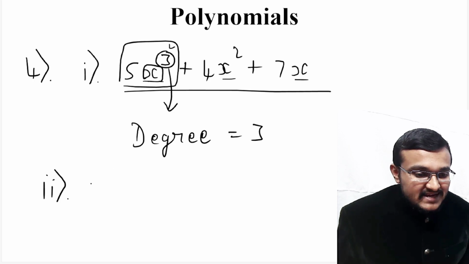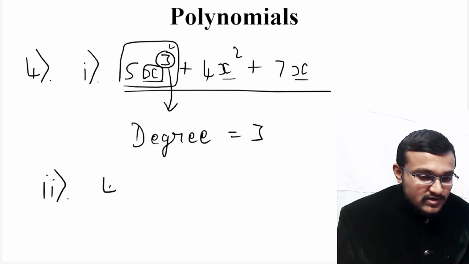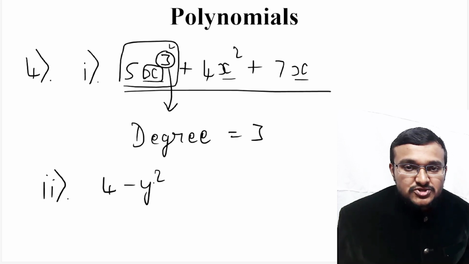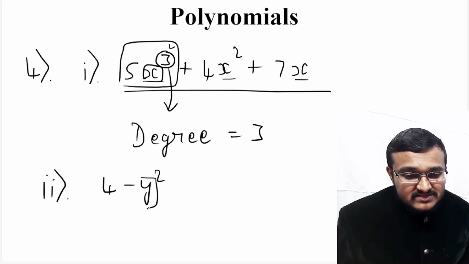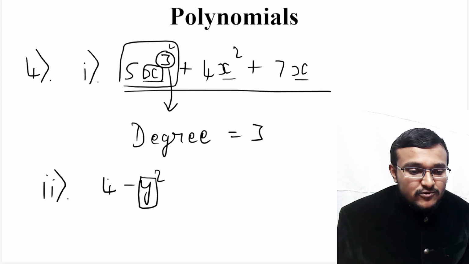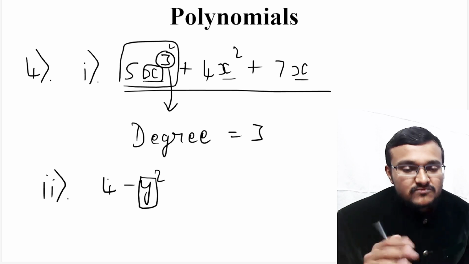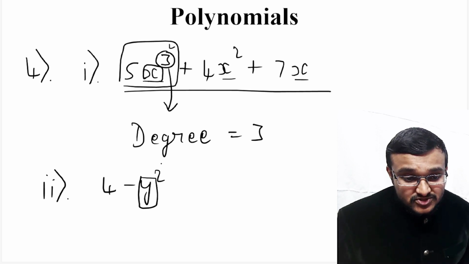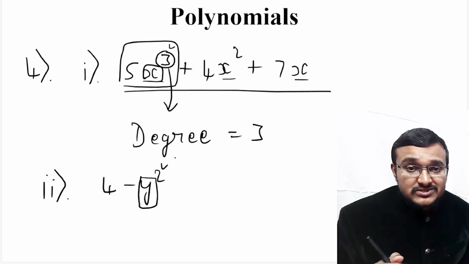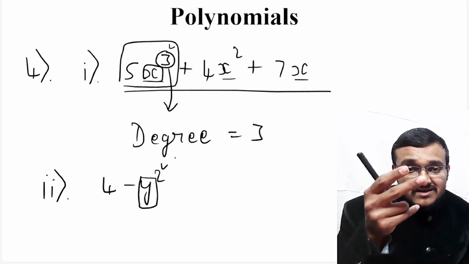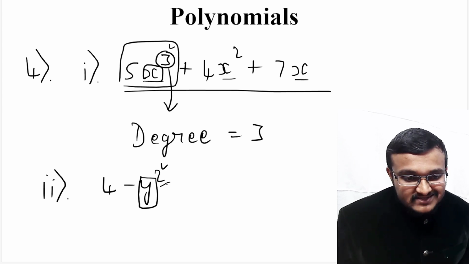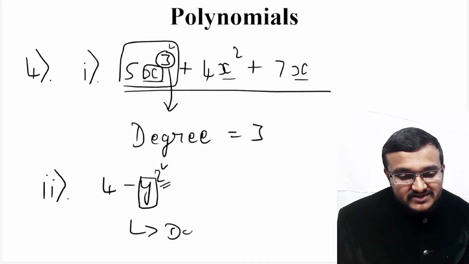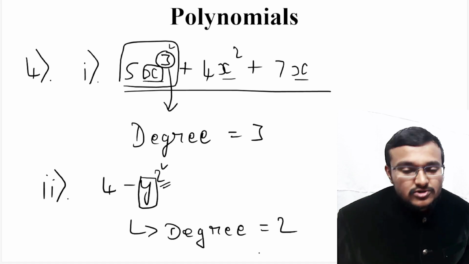Similarly, coming to the second polynomial in this fourth question, here you have 4 minus y square. Here 4 means it is nothing but 4y power 0, minus y square. So the variable y has the highest power in the term minus y square. This power you have to consider as the degree. So the degree of 4 minus y square is equal to 2.